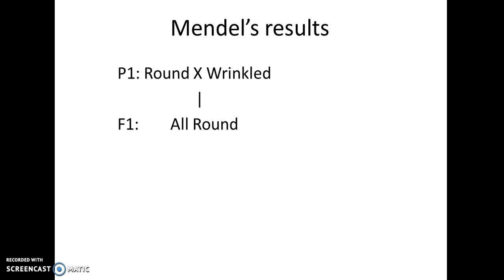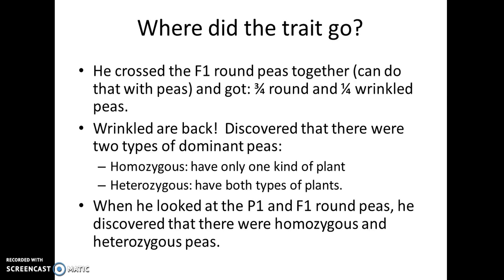So this is what he did. P1, round, crossed with round, that's what the X is, crossed, and F1, all round plants. So he went and he crossed the F1 round peas together. You can do that with peas. You can cross brothers and sisters. No one looks down upon that. No one frowns upon brothers and sisters mating.